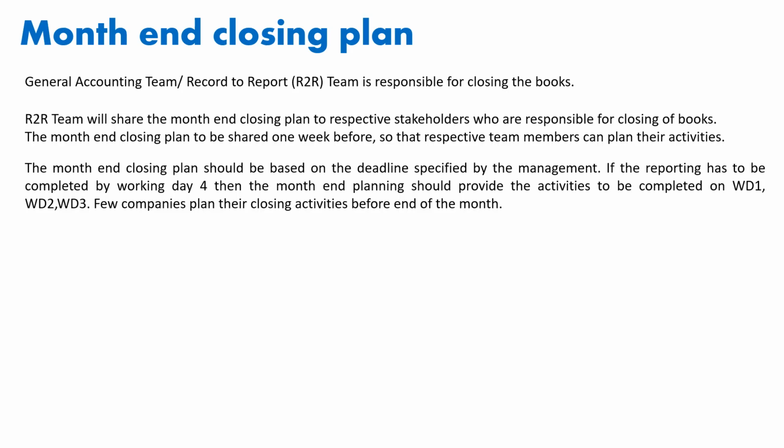It should be well planned so that all data is captured, entries are posted, reviews are happening properly before you publish your result. If the reporting has to be completed by working day 4, for example, then the month-end planning should provide the activities to be completed on working day 1, working day 2, working day 3. So every day, what activity is to be completed should be captured in the plan. Few companies plan their closing activities before end of the month as well, right? Certain activities like payroll activities or any specific activity the company wants to close before the last day of the month, they can still do it and they can put it as part of their month-end planning.